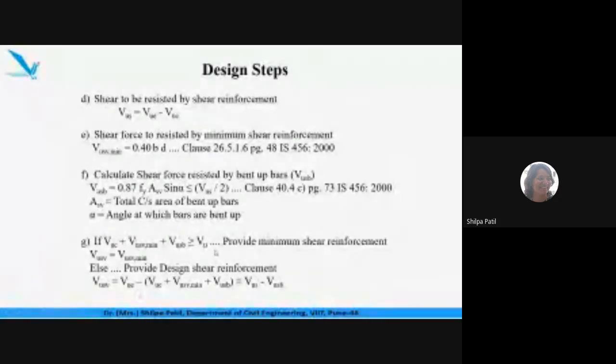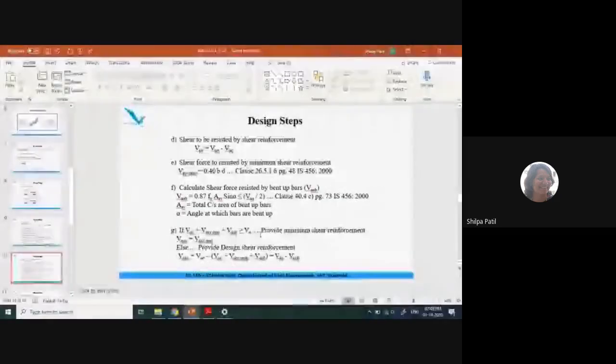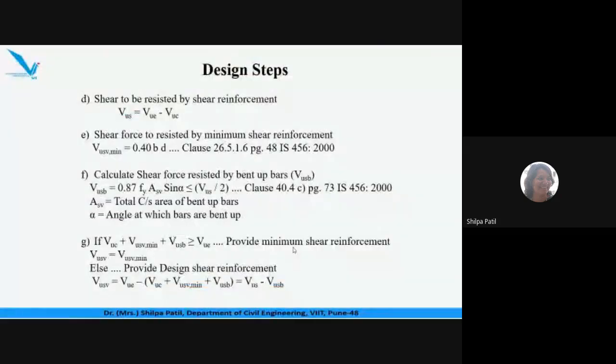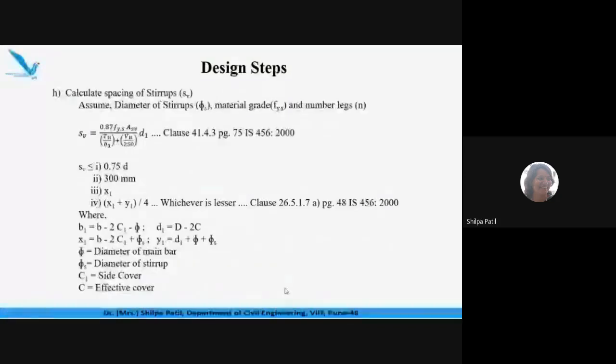So there is one little correction. This should be VUE, okay, because we are considering now the equivalent shear force. So the design shear reinforcement is calculated for VUSV, which is given as VUS minus VUSV. Same steps are there, only where there is a change is in this formula, that is for calculating the spacing of the stirrups.